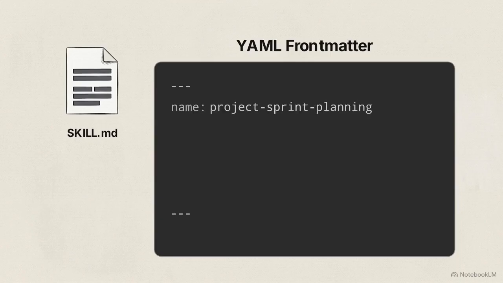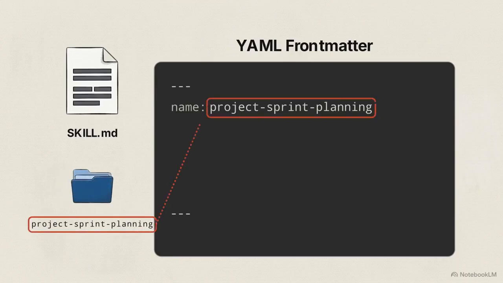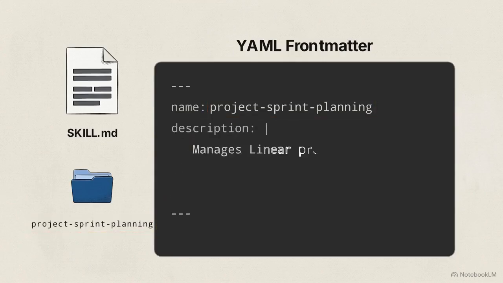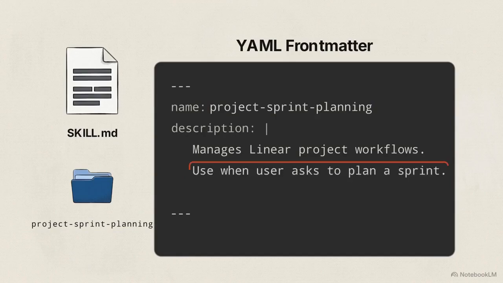Inside those hyphens, write name, followed by the exact kebab case name you gave your desktop folder. These 2 names must match perfectly. Next, add a description field. This cannot be a vague summary. You need to explicitly write out what the skill does and the specific trigger phrases you will use in chat, like use when user asks to plan a sprint.